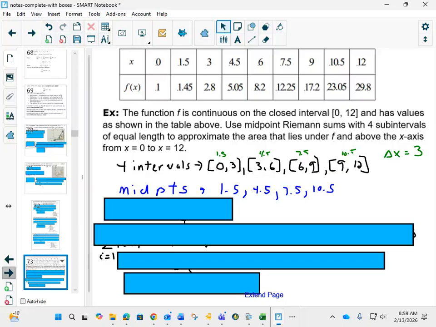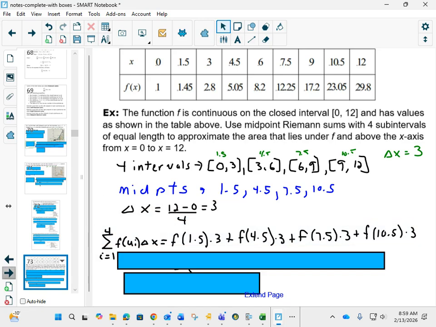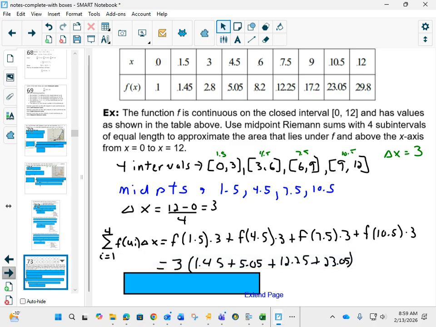Our second rectangle, again, a width of 3. What's its height? 5.05. Third one has a height of 12.25. And the fourth one has a height of 23.05. We can factor out the 3. We can put in all of those heights, add them up and multiply by 3. And we get an estimate of 125.4.